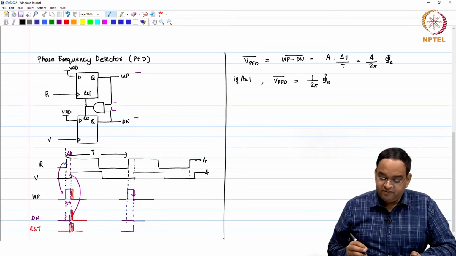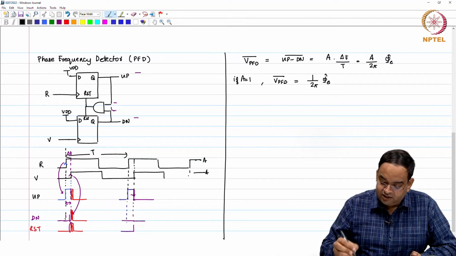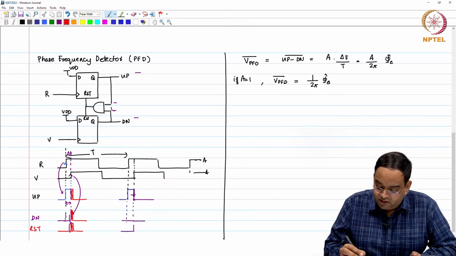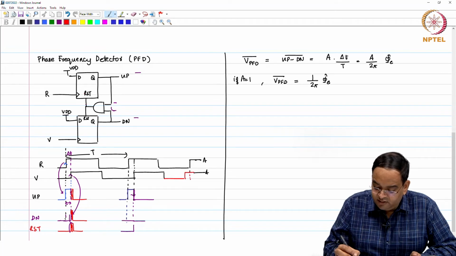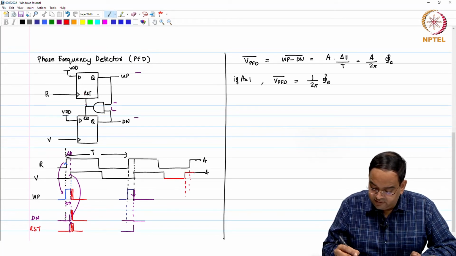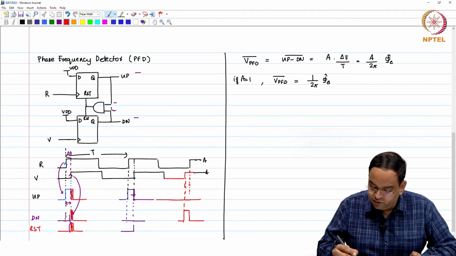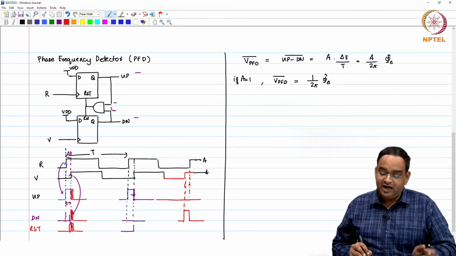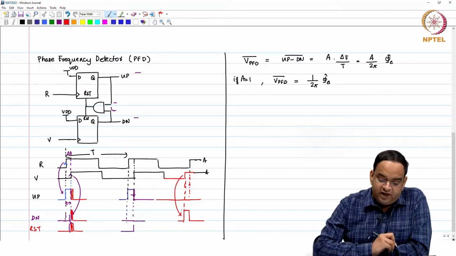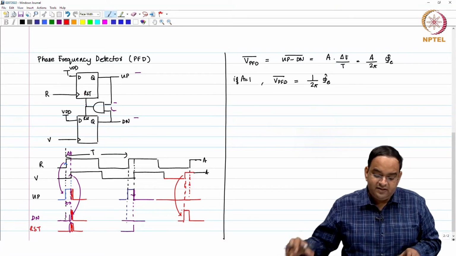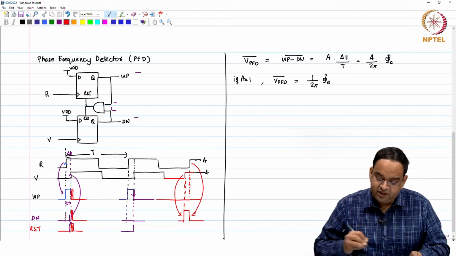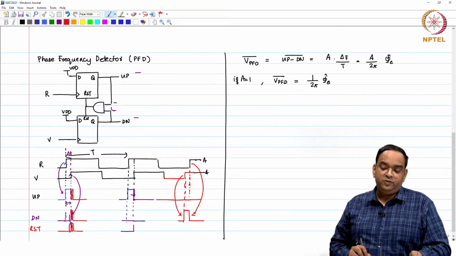Okay. What happens if the phase error is negative? Well, let us just make some change here. Let us say your V signal goes high, then in this particular case your down signal will go high first, and your up signal will already be low and will remain low. The down signal will go low as soon as your R signal goes high. So the rising edge on V triggers the down signal and the rising edge on R triggers the up signal, making it go low. Okay.